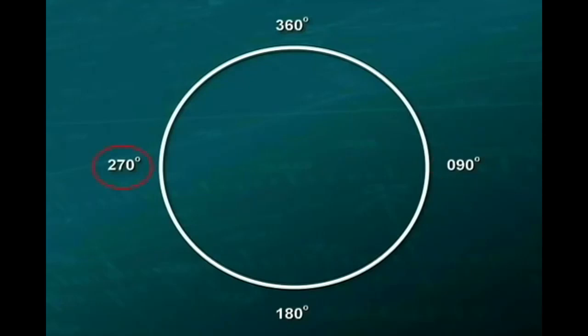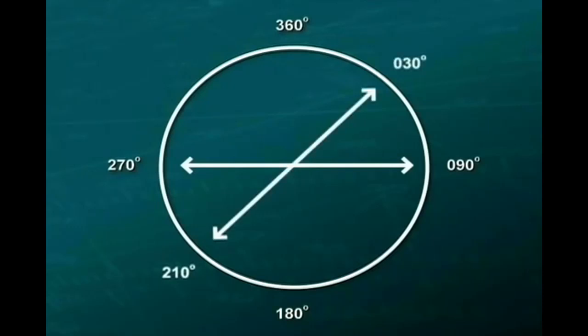West is 270. For every direction, there's a reciprocal, which is 180 degrees opposite. Half of 360 is 180, so all opposite courses are 180 degrees opposite. So, the reciprocal of 090 is an additional 180 degrees, or 270 degrees. And the reciprocal of 210 degrees is 180 degrees less, or 030 degrees.